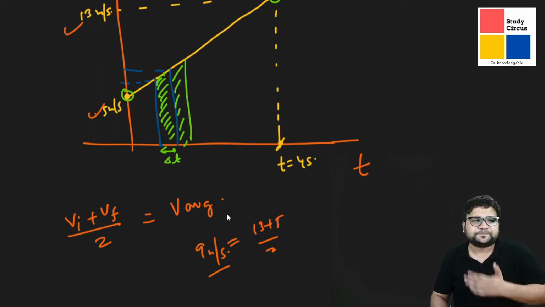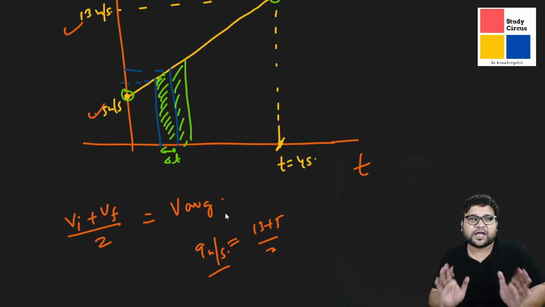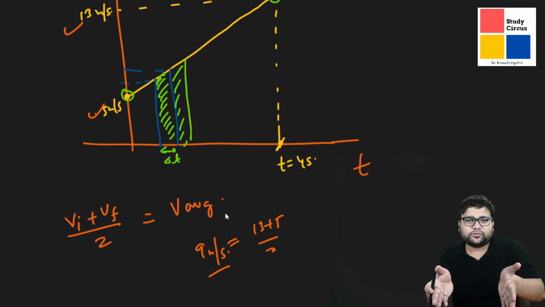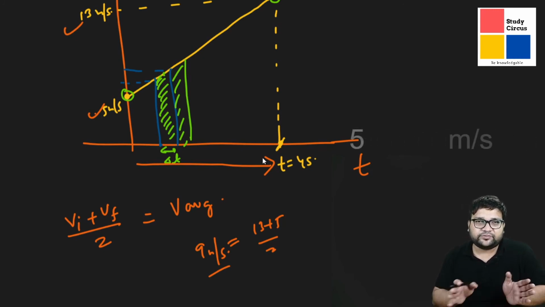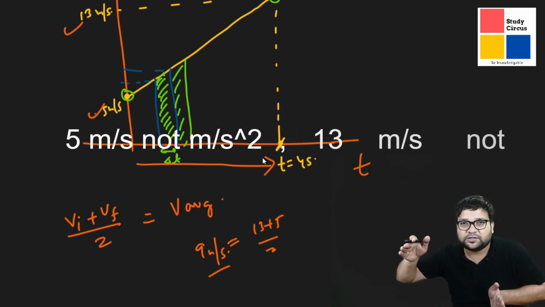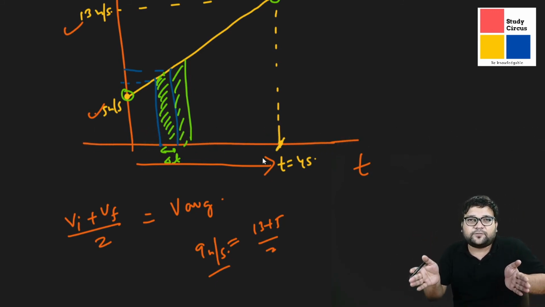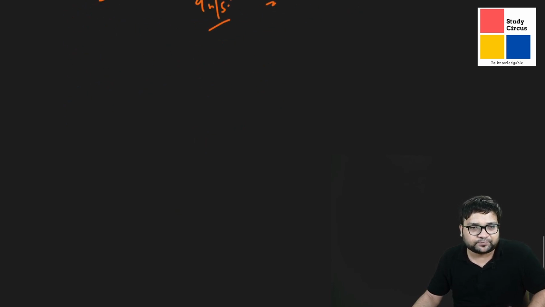It's like saying had the body been traveling with a fixed speed of 9 meter per second for this 4 seconds of time interval, starting from the beginning, it will travel the same distance. A body starting from 5 meter per second, uniformly accelerating to a speed of 13 meter per second in a span of 4 seconds, will travel the same distance as a body traveling with a fixed speed of 9 meter per second for 4 seconds. That is the idea of the whole thing, right?